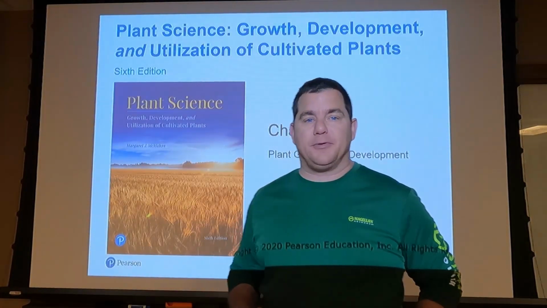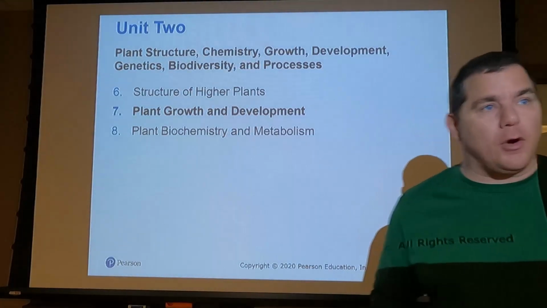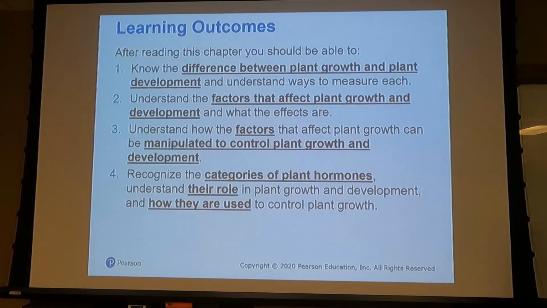All right, welcome to Chapter 7. Chapter 7 is going to be mostly about plant growth and development. The learning outcomes: to know the difference between plant growth and plant development and how we measure each of those.